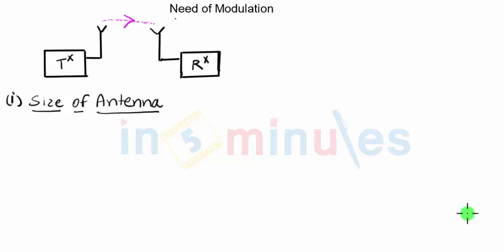To understand the need of modulation, I will take a very simple example of a radio communication system in which we have a radio transmitter and a radio receiver. Because it's a radio communication system, the channel of transmission, which is nothing but the medium through which the transmission of signal will take place, is wireless in nature. For any wireless communication, we always need antenna on the transmitter side to transmit the signal and antenna on the receiver side to receive the signal.